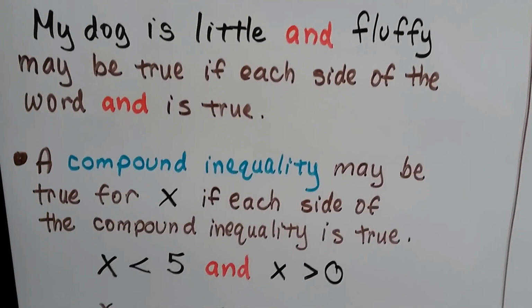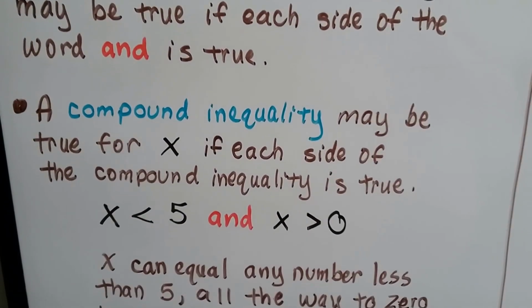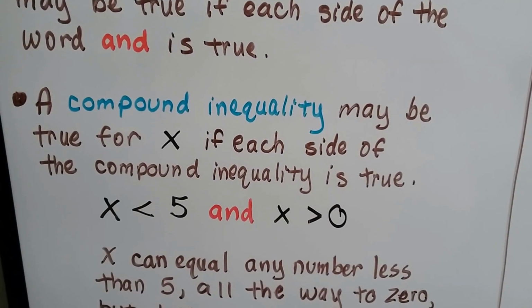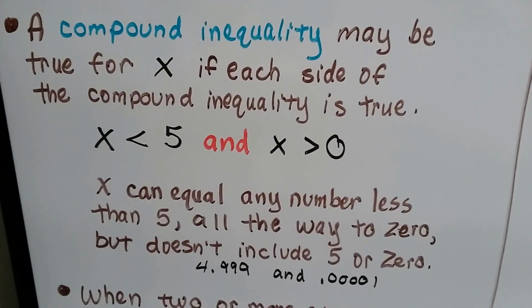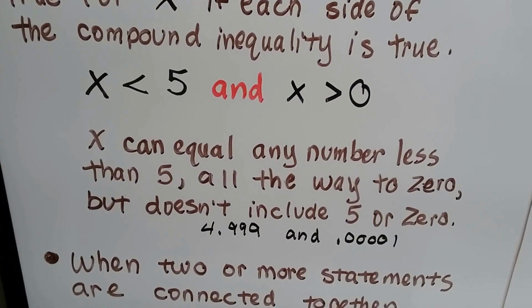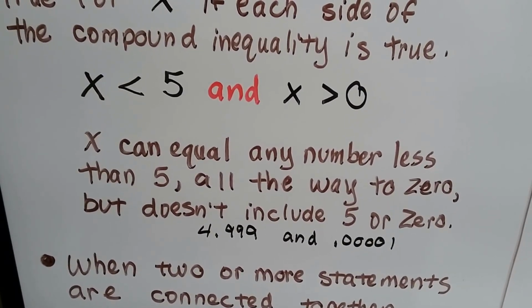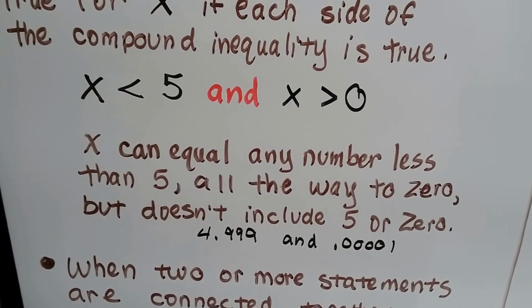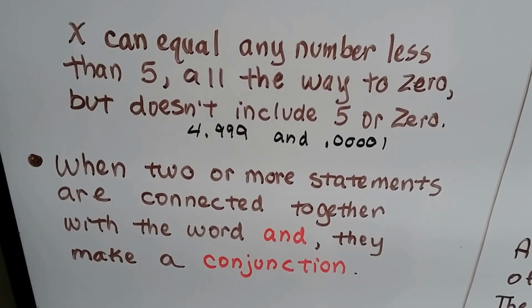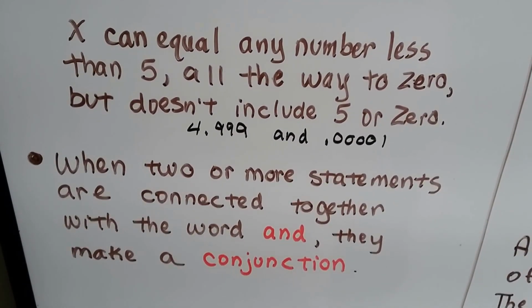A compound inequality may be true for x if each side of the compound inequality is true. X is less than 5 and x is greater than 0, well, then x can equal any number less than 5 all the way to 0, but doesn't include 5 or 0. So it could be 4.999. It can also be 0.00001, couldn't it? When two or more statements are connected together with the word "and," they make a conjunction.